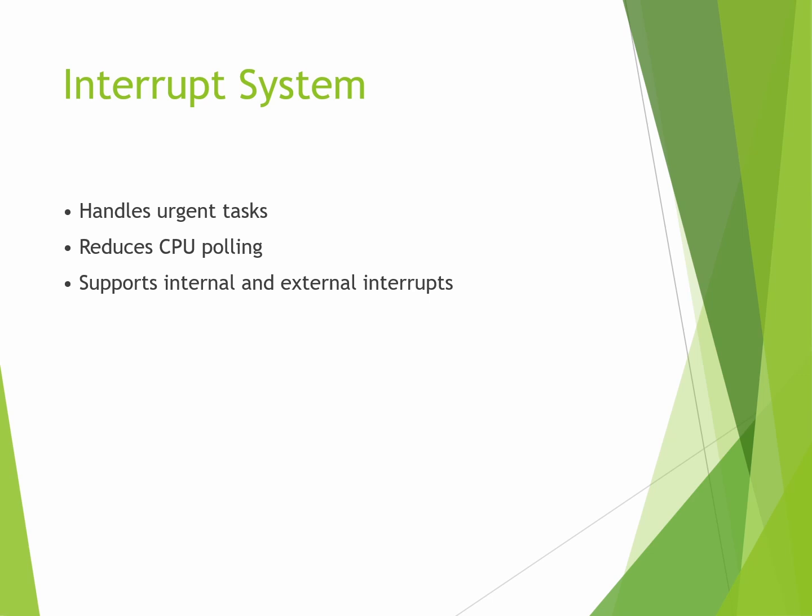Interrupt system. The interrupt system is used to handle urgent tasks. An interrupt occurs when there is a request from any resource, memory, or input-output device. These are the situations where we require an interrupt. So it is handled by the interrupt system, which reduces CPU polling. Polling is nothing but waiting time. It supports internal and external interrupts.